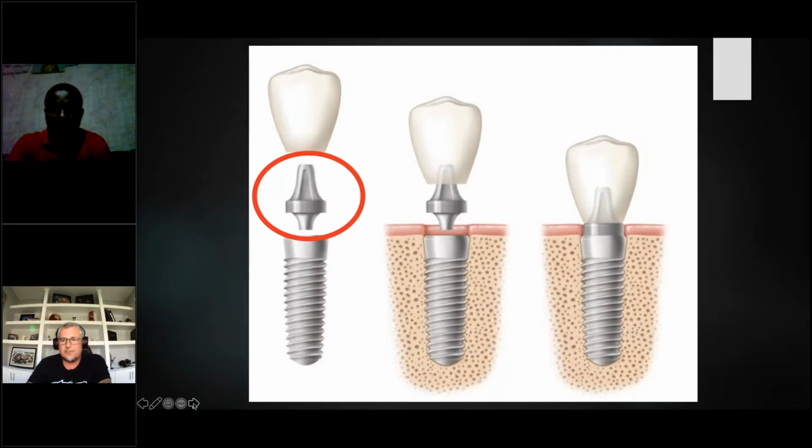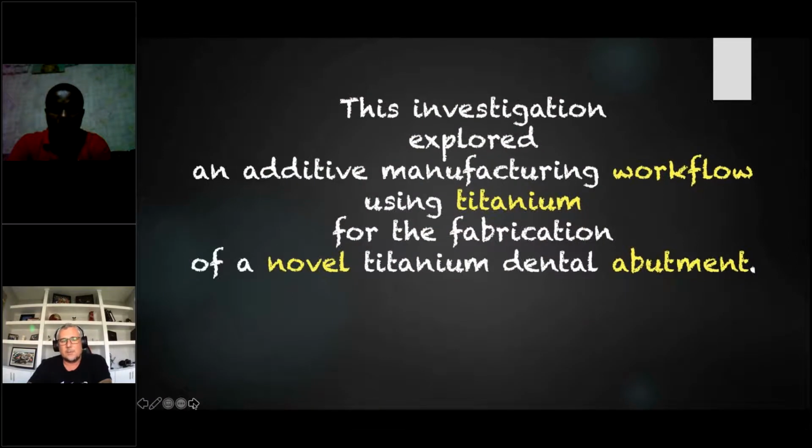For those that aren't familiar with dental implants, this is what an abutment is. You have the dental implant that fits within bone. You have the tooth that would go on top, and the implant is the interface between the two. It could be one piece, it could be two pieces. So again, what we're exploring is, can we make that dental implant abutment in a non-traditional fashion? Can we make it through additive manufacturing? That's what we're talking about.